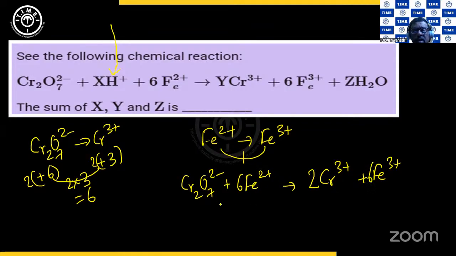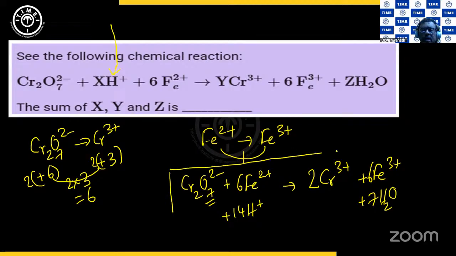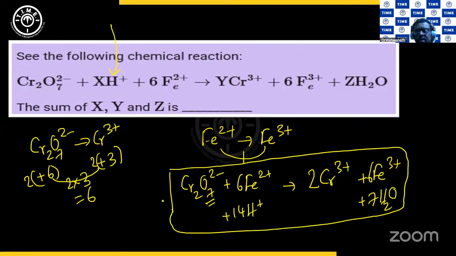Now look at the oxygens. There are 7 oxygens on the left hand side. There is no oxygen on the right hand side. So put 7 H2O. And then while putting 7 H2O, we brought in 14 hydrogens. So put 14 H plus. Right? Now at the end of this balancing, always check whether the charges are also balanced. Now this is 14 plus and 12 plus is 26. 26 minus 2 is 24. On the right hand side, 6 plus 18 is also 24. Balanced. That's it.